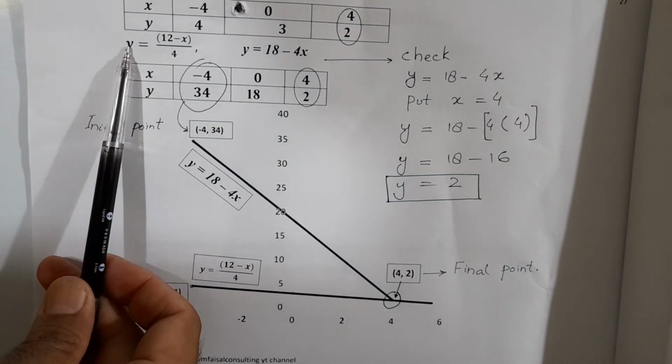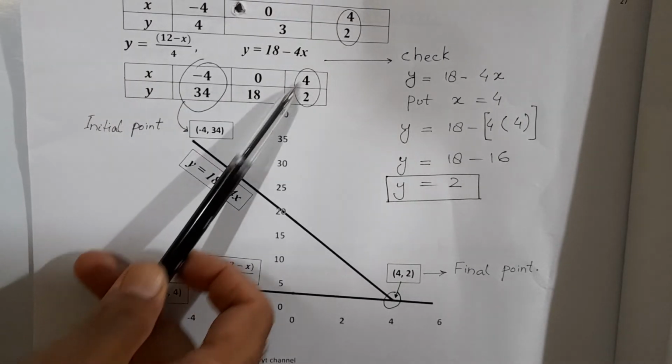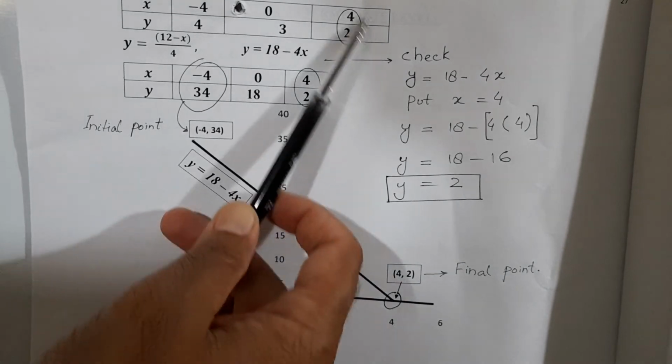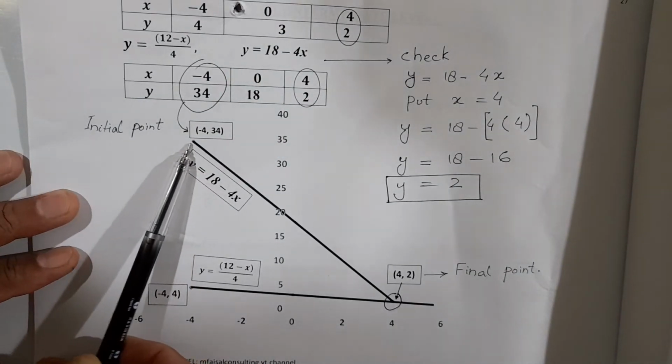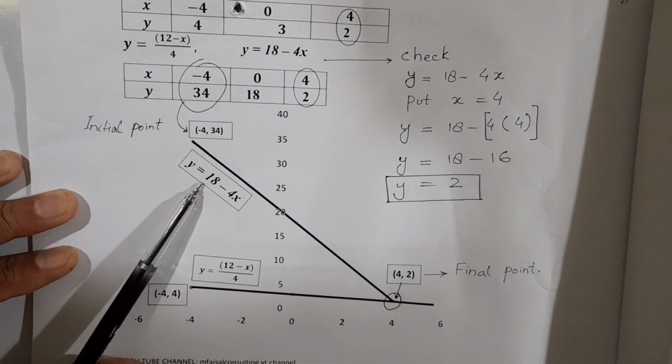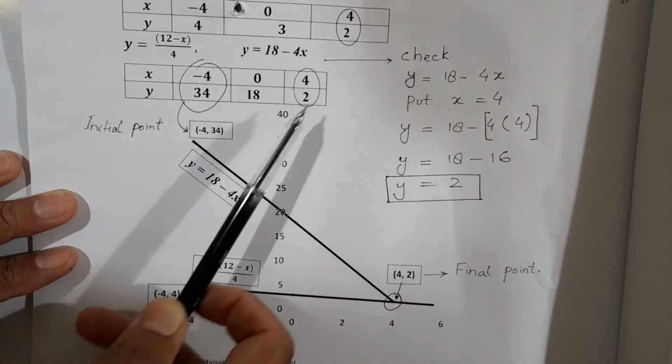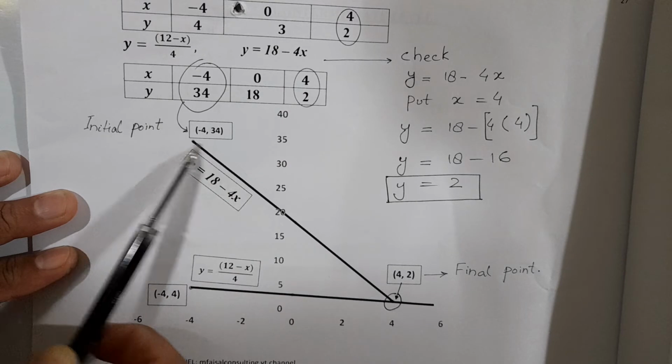We have two equations, and both equations have a common point. When x was 4, y was 2. This is the common point. Now this is the line of the equation y is equal to 18 minus 4x. This is the initial point, minus 4 and 34. This is the final point, 4 and 2, of this line.